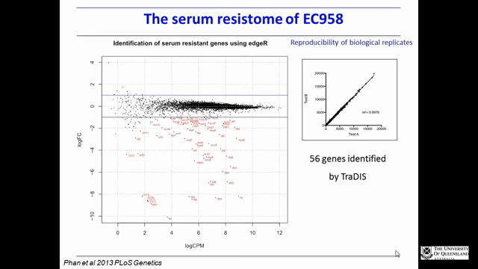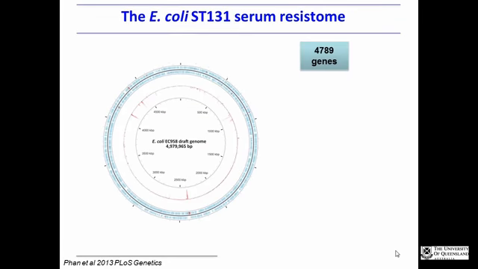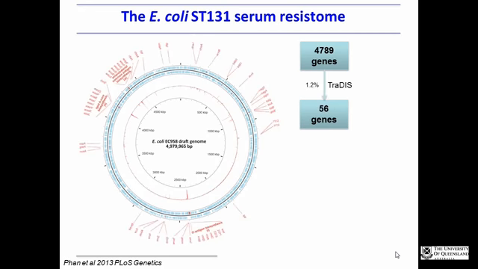What we identified in our TRADIS analysis were 56 genes overall that we predicted, based on this analysis, were required for survival in human serum. So in the interest of time, I'll just take you through the overall strategy. So here's our EC958 genome. There are around 4,800 genes. From those 4,800 genes, 1.2% were identified by TRADIS to be required for survival in human serum.